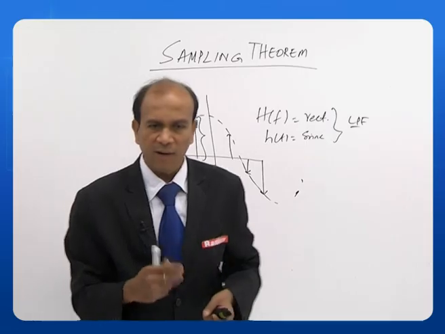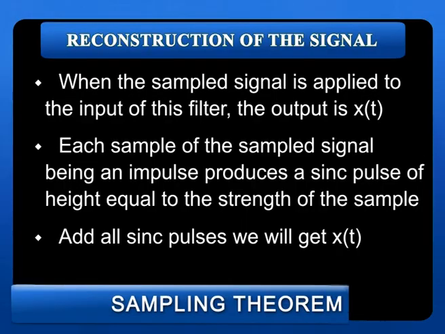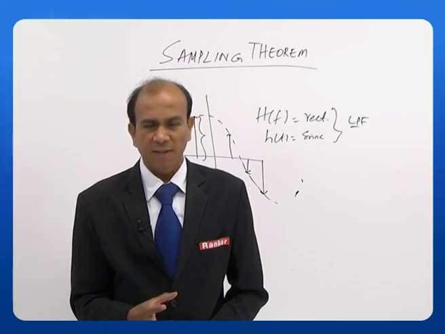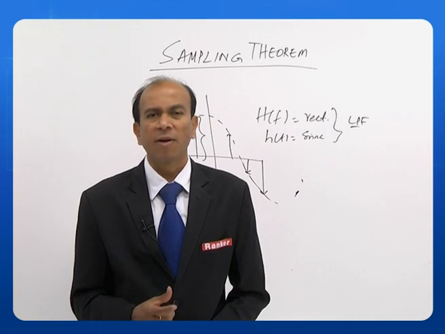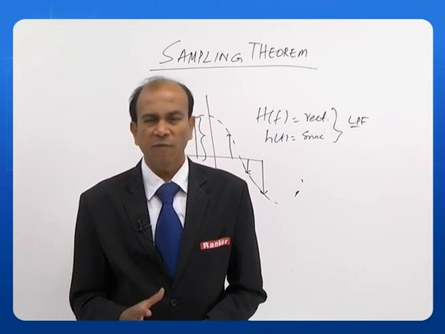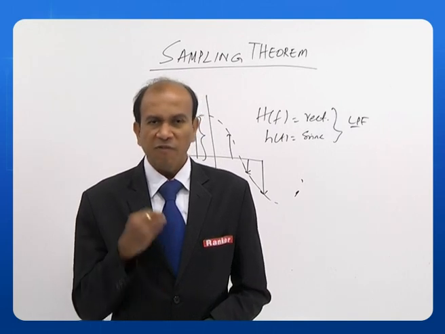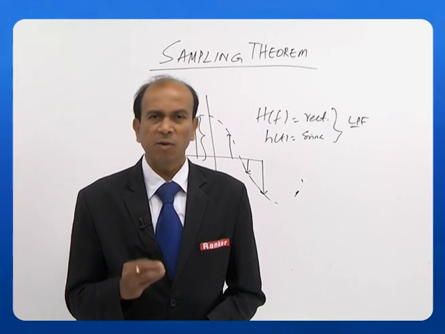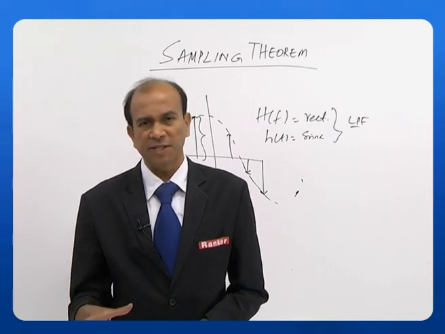So, I will read that again for clarity. Each sample of the sampled signal, being an impulse, produces a sinc pulse of height equal to the strength of the sample, and we add all the sinc pulses, then we will get the x of t. So, this is how we recover by using a process of recovery called interpolation. The basic operation of interpolation involves feeding the sampled signal to a low pass filter whose cutoff frequency is equal to the maximum frequency, then I will get the original signal back.